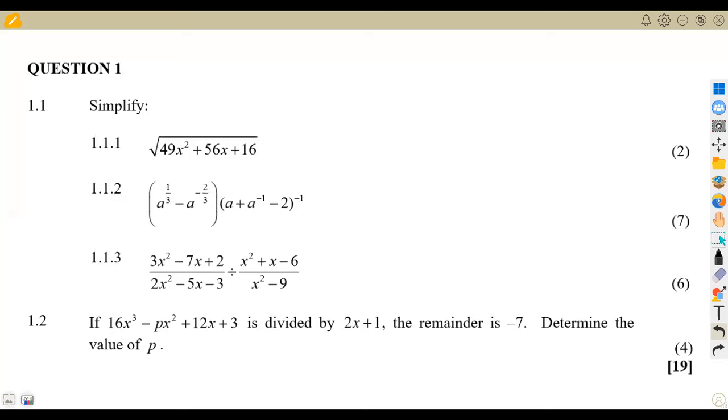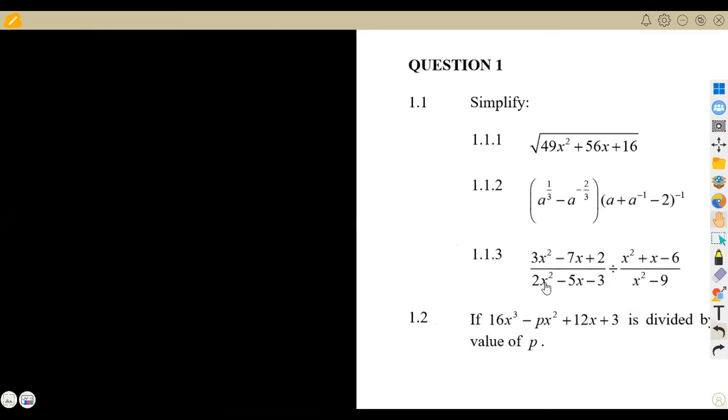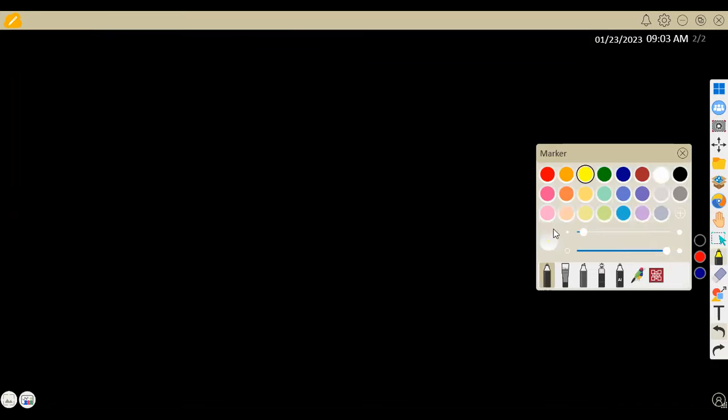So the first part on question number 1, we are given a consideration where you are asked to simplify. So for you to simplify, you are supposed to take consideration of the question. On 1.11, let's see what we are given. We are given the square root of, let me just write it aside here. So this is question 1.11.